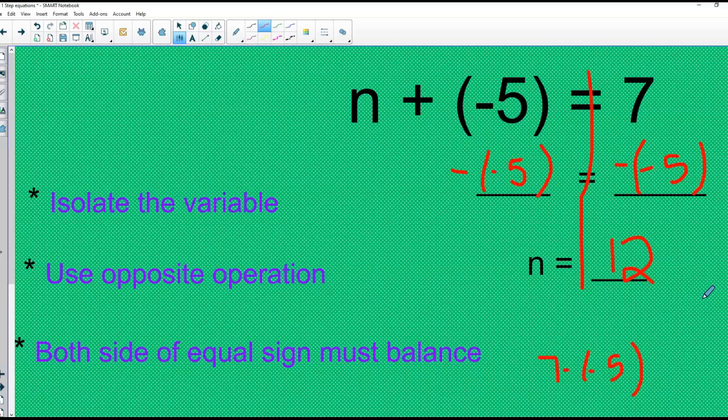Okay? So good luck with this. We'll go over it when I see you. I promise we'll go over this. And then we'll add in some multiplication and division before we get bigger. But we're just doing addition and subtraction today.